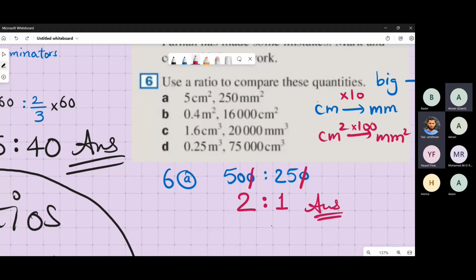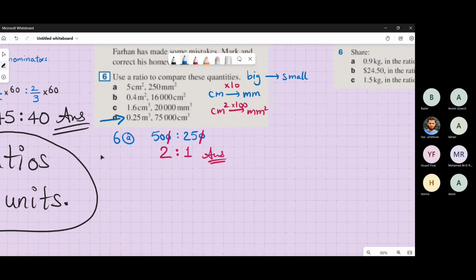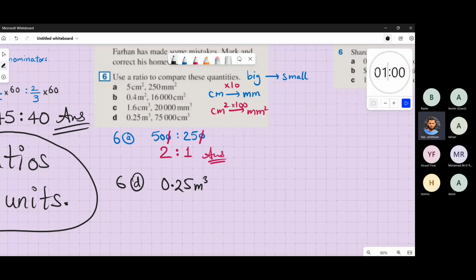Now let's do this one. Most tests in our class say no need to simplify. Okay, everyone do this one quickly, 0.25, silently in your notebook. I'm giving 1 minute and 30 seconds. Your screen is lagging for me? Oh, okay, my bad.